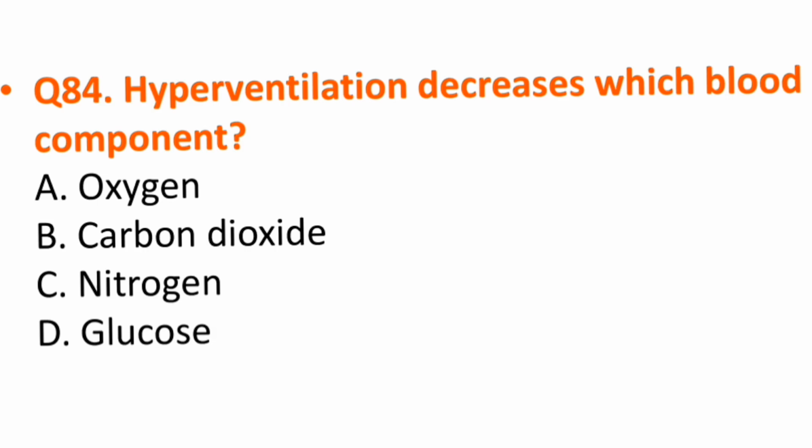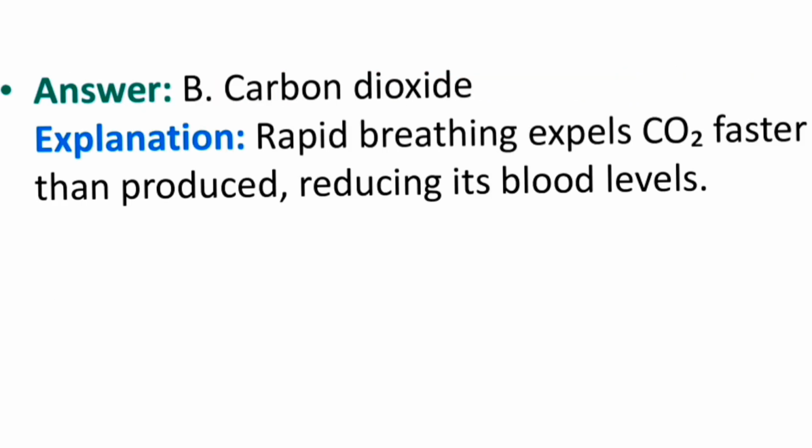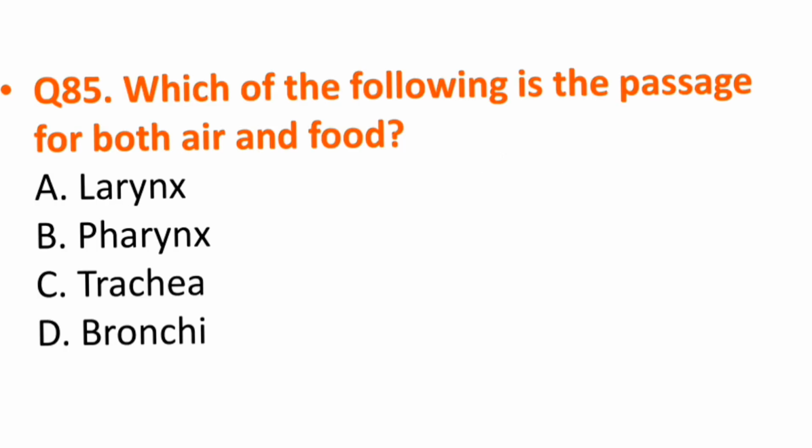Hyperventilation decreases which blood component? Option A, oxygen, option B, carbon dioxide, option C, nitrogen, option D, glucose. The correct answer is option B, carbon dioxide. Rapid breathing expels carbon dioxide faster than it is produced, reducing its blood levels.